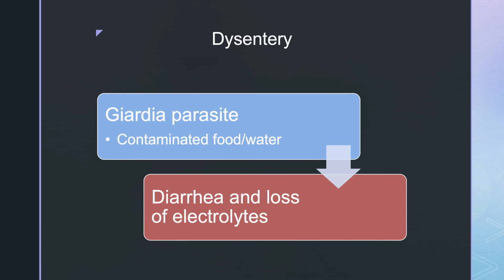Heavy diarrhea, heavy loss of electrolytes, and dehydration, if not treated fairly aggressively with rehydration and replacement of those lost electrolytes, can lead to hypovolemic shock and can lead to death. So Giardia is pretty important, pretty significant. So if you suspect your patient of dysentery, we need aggressive rehydration.